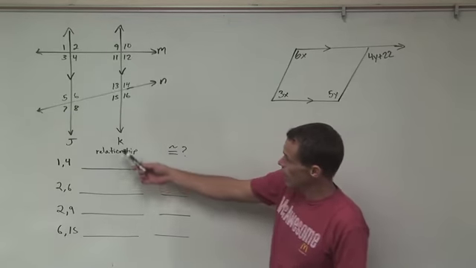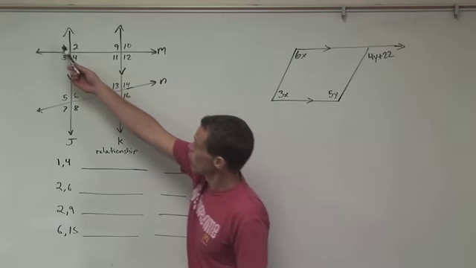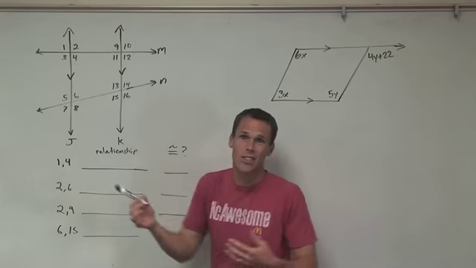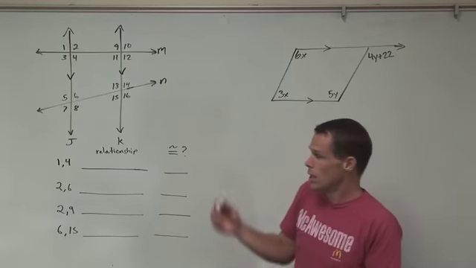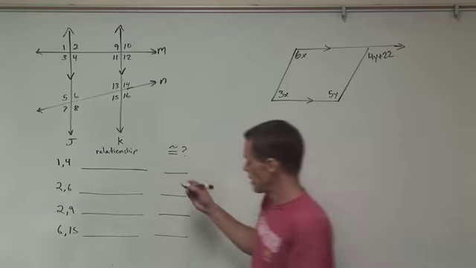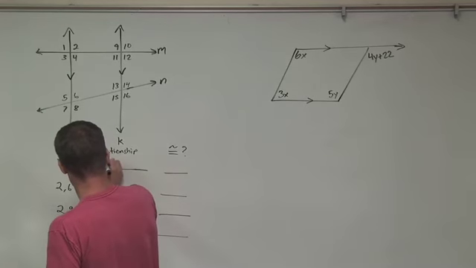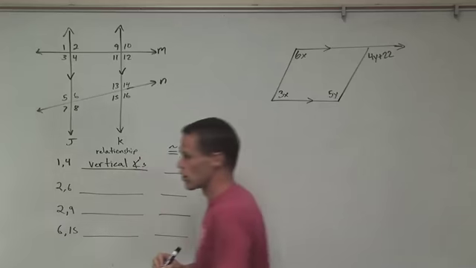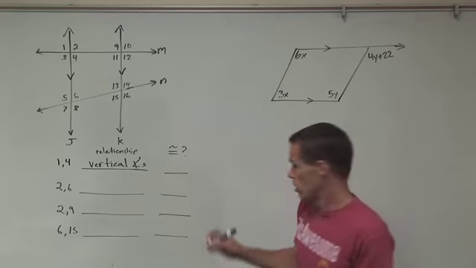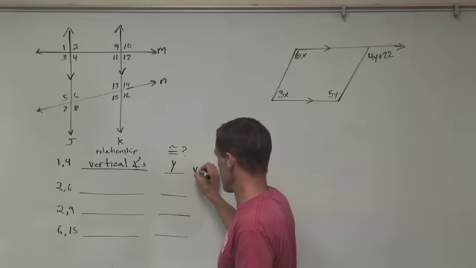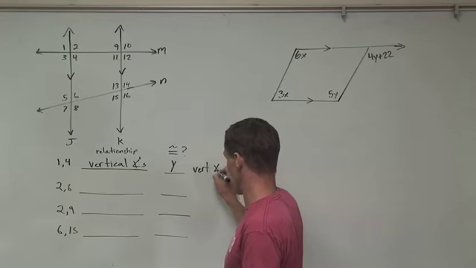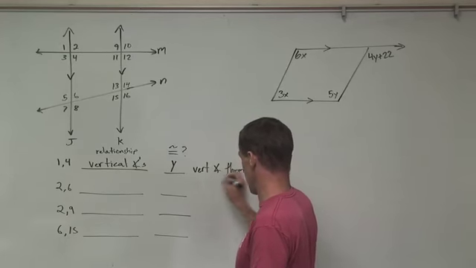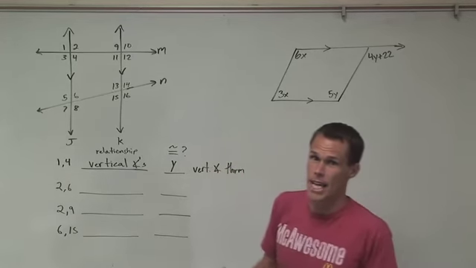So the first one we have is angle 1 and 4. Now 1 and 4 are in the same intersection. They don't even have to worry about the parallel lines or not parallel lines. This relationship is they are vertical. So, vertical angles. Does this mean that they are congruent? Yes, because the vertical angle theorem says that if two angles are vertical angles, then they are congruent.